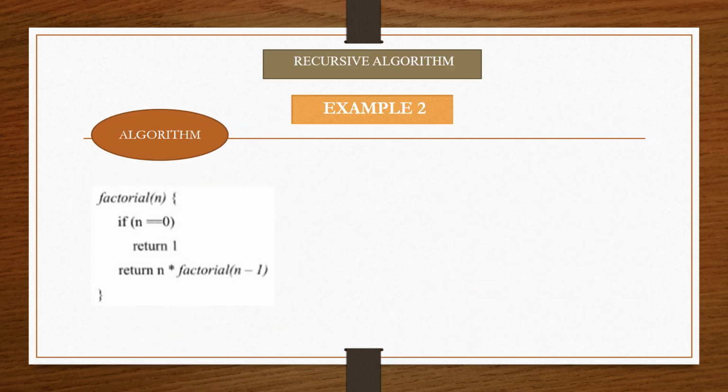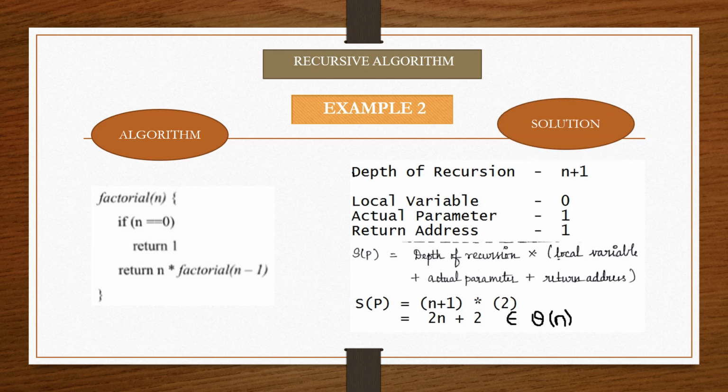Next example, finding the factorial. Here the depth of recursion will be n plus 1. There is no local variable here, so 0. The actual parameter is only 1. This is my actual parameter, so it is 1. There is a return address, 1. So S(P) is given by depth of recursion into local variable plus actual parameter plus return address. So that is n plus 1 into the summation of this, which is 2, so 2n plus 2, that is nothing but order of n.